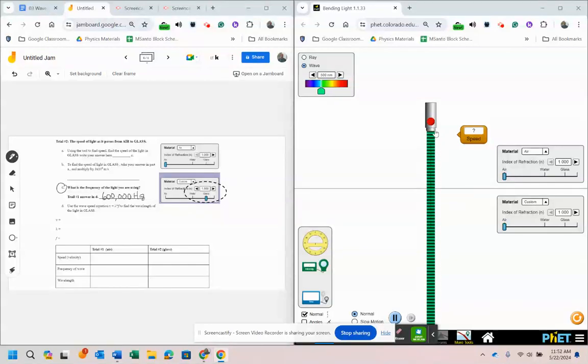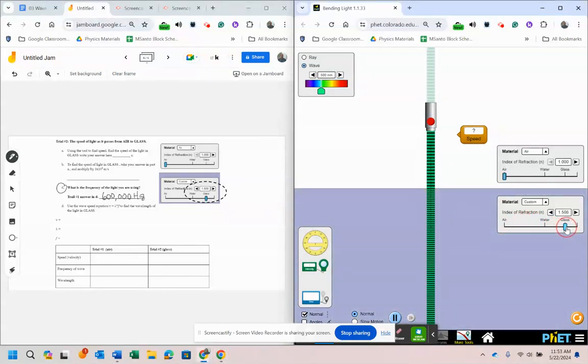So for this, we still have the same setup here with our green light, the speed, but I'm going to change the material here from air all the way to glass. Okay, so glass, so it reads 1.5.